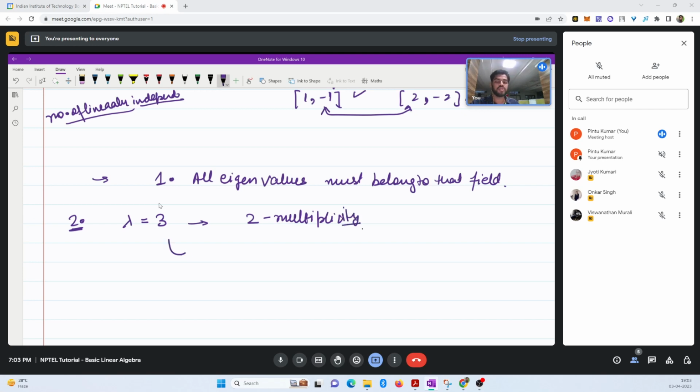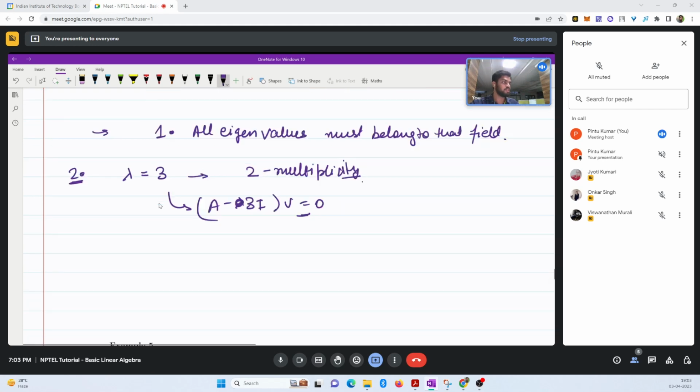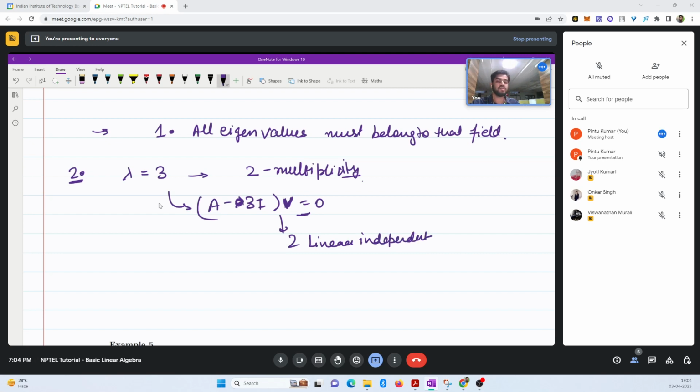Now, how do we proceed to find its eigenvector? We simply do (A minus 3I) v equal to 0. Now, what I am saying is, if this particular system of equations has two linearly independent solutions, that is, the multiplicity of your eigenvalue matches the number of linearly independent solutions, then whatever solution you are getting from here is obviously an eigenvector. That would mean you are getting two linearly independent eigenvectors.